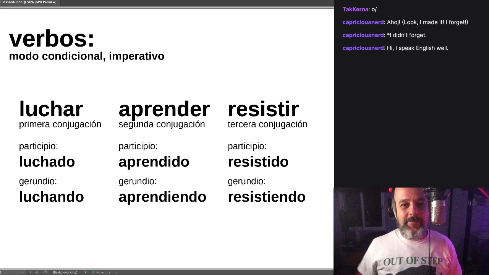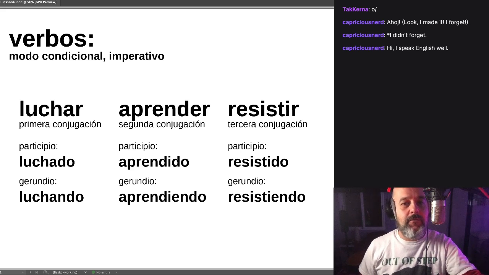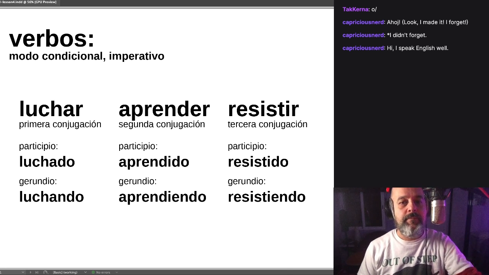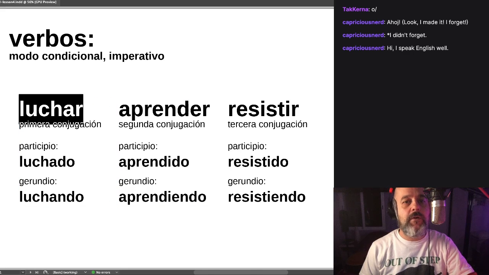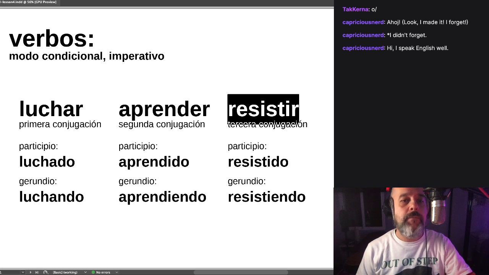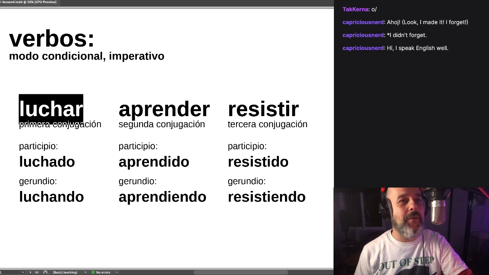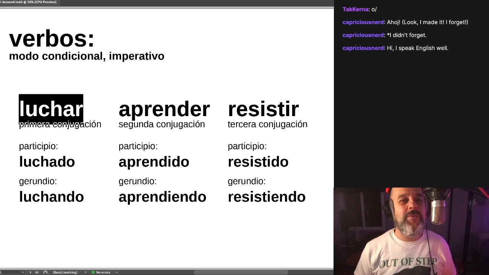Anyway, we're still dealing with the same three verbs that we saw before: luchar, to struggle; aprender, to learn; resistir, to resist. Luchar is also to fight and to struggle with something, but also to struggle the good struggle. Let's say the struggle to make the revolution happen, okay? Luchamos por la revolución. We struggle for the revolution.